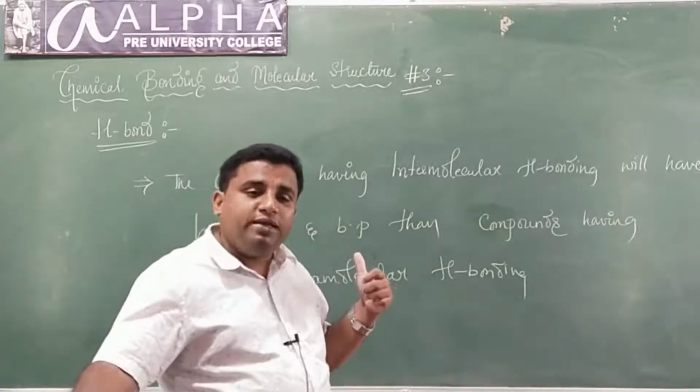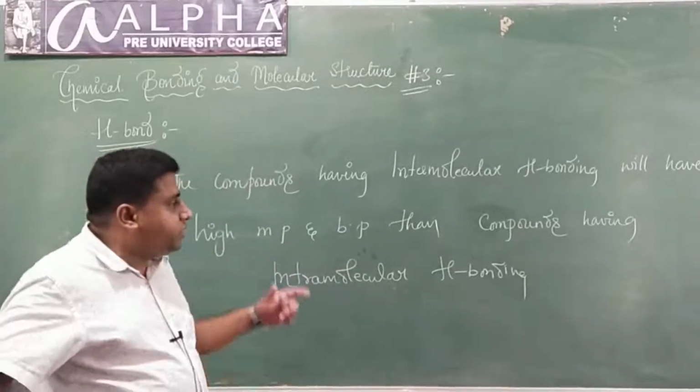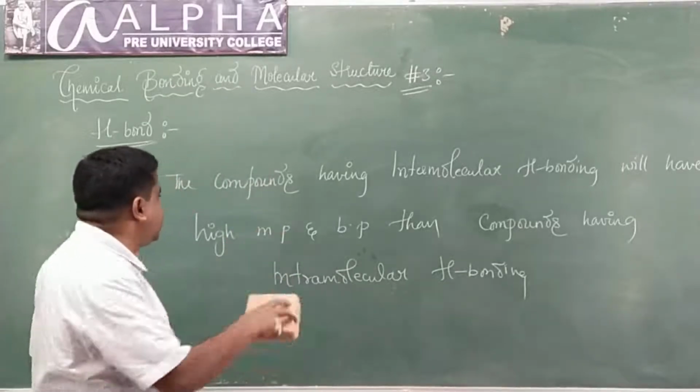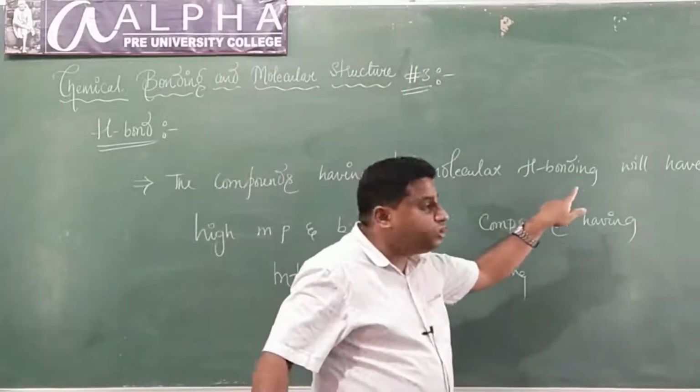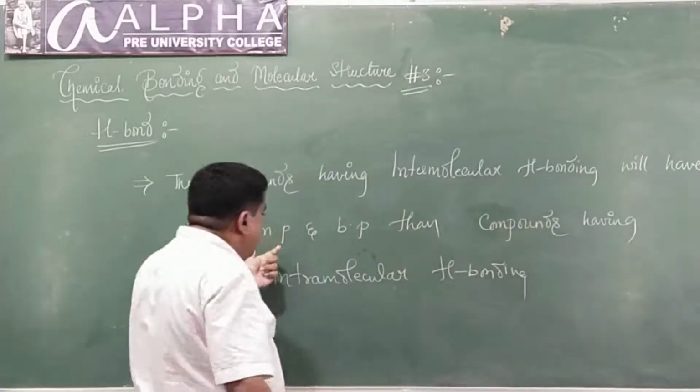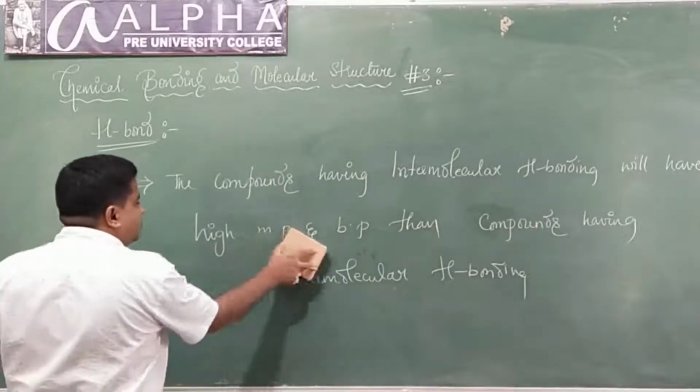What is intermolecular hydrogen bonding? The hydrogen bonding formed between two molecules of the same type or of different type is called intermolecular hydrogen bonding. If the hydrogen bonding is formed within the same molecule, then it is called intramolecular hydrogen bonding. So at the end, I concluded that the compounds having intermolecular hydrogen bonding will have high melting point and boiling point than the compounds having intramolecular hydrogen bonding. Now I will explain this with an example in this video.